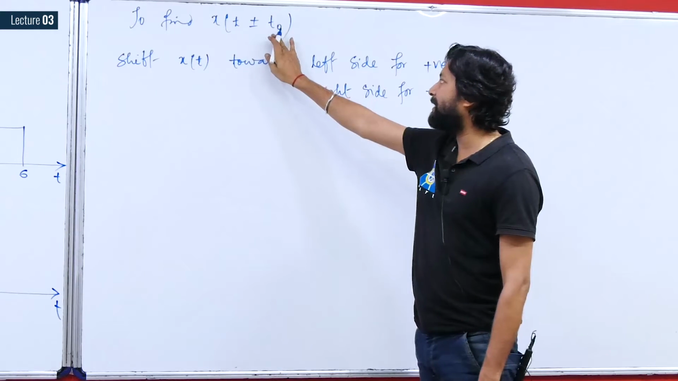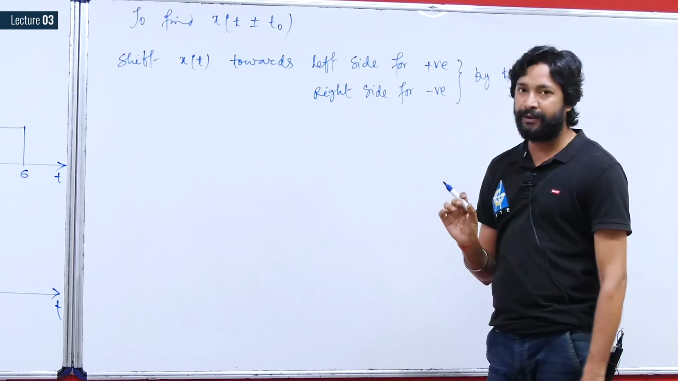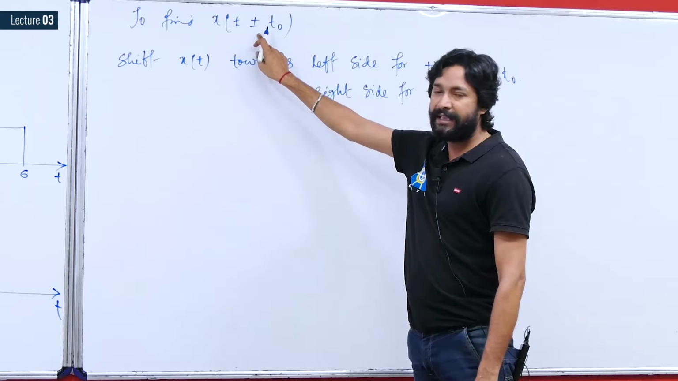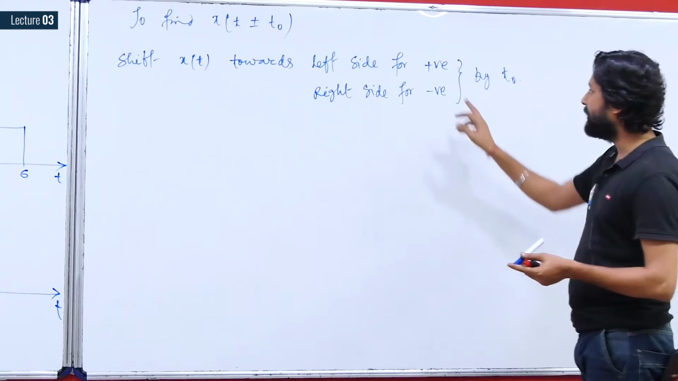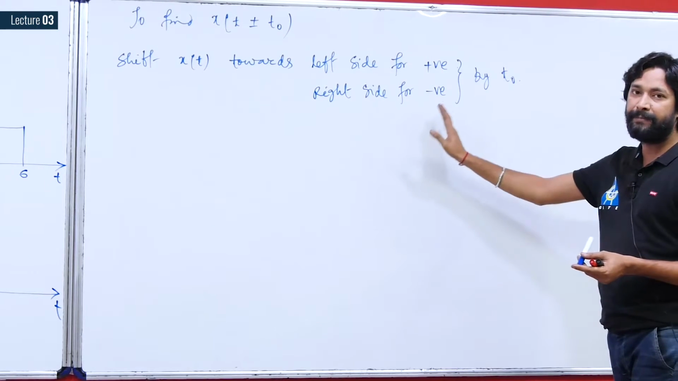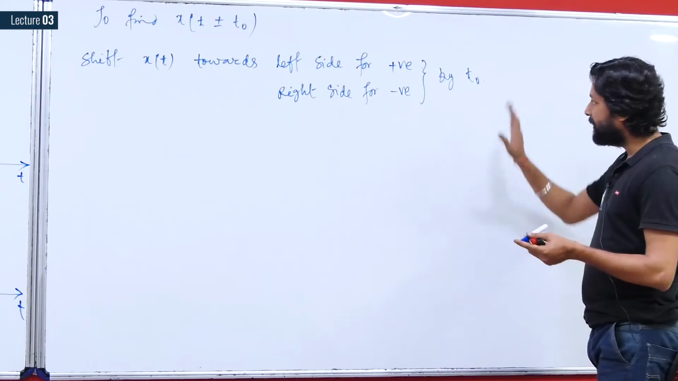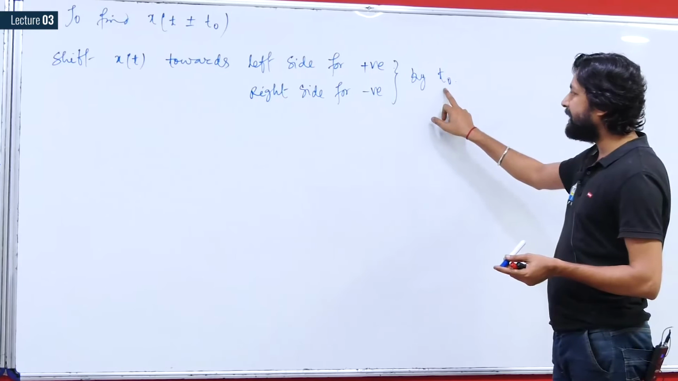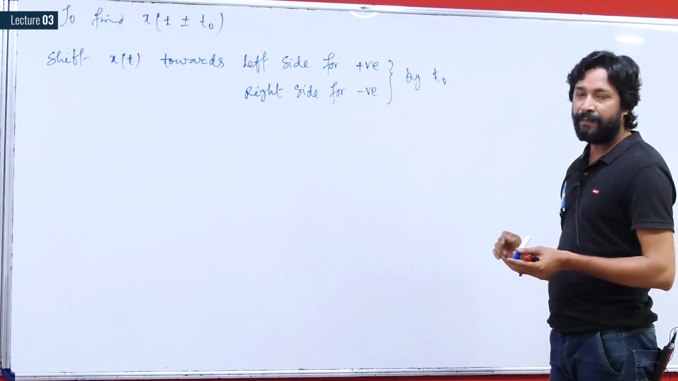Whatever constant is given after t, with this plus or minus sign, that will be the shift provided by you, and this sign decides in which direction you are going to slide your signal. If there is a positive sign, then you will be shifting the signal towards the left hand side. If there is a negative sign, then you will be shifting your signal towards the right hand side. By how much? By t naught, which will necessarily be a constant. Therefore, you can obtain that signal.